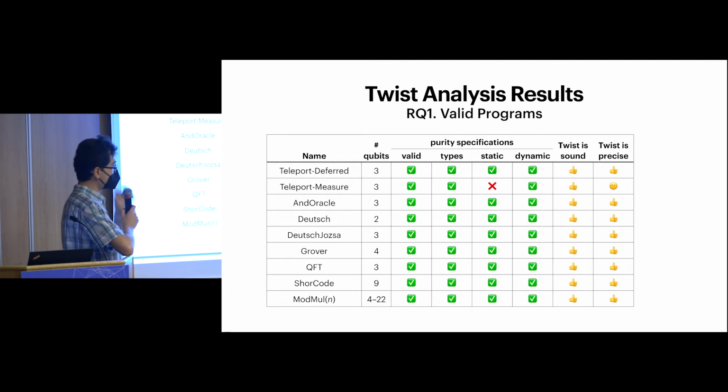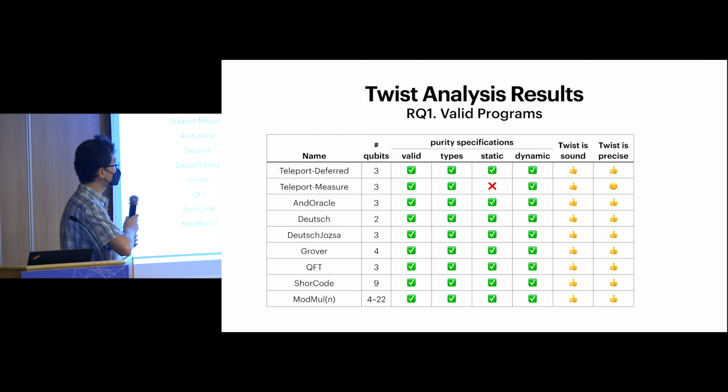So here are some of the results that we obtained for research question 1. And what I want to point out here is that first we implemented a number of algorithms in Twist, including Grover's algorithm, the quantum Fourier transform, error correcting codes. And we have shown that the Twist type checker, static analysis, and dynamic analysis actually accept these programs. So this is mostly a sanity check here, right? These programs are actually known to be valid.